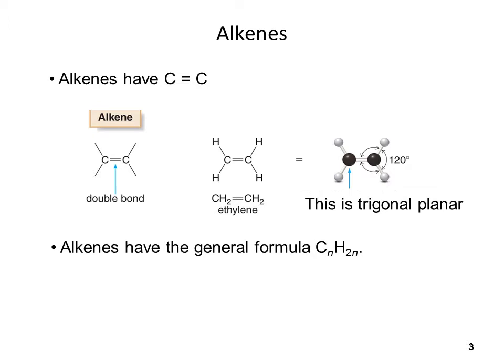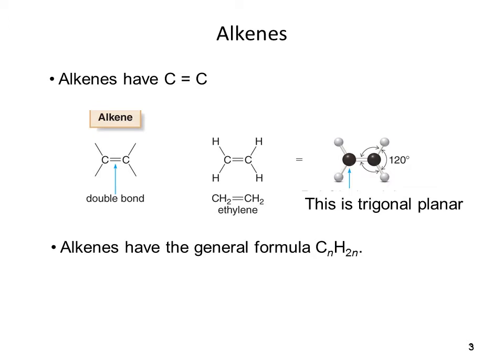Now, the carbon has 3 groups on it. So that means 3 things trying to get as far away from each other as possible goes into the trigonal planar shape, which gives you 120-degree angles. This means that the carbon-carbon double bond and its attachments are planar. And it's very rigid. That double bond does not allow rotation around that carbon-carbon double bond.